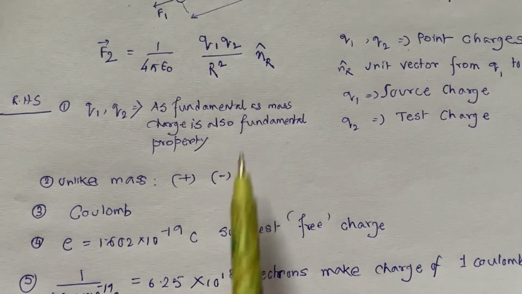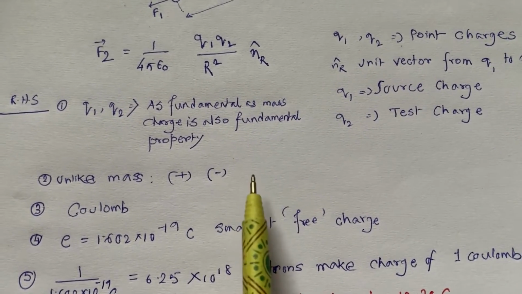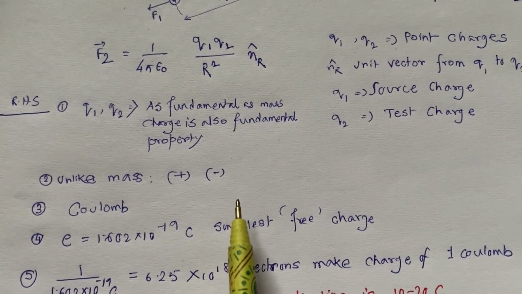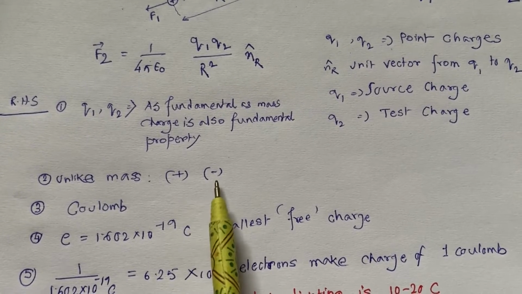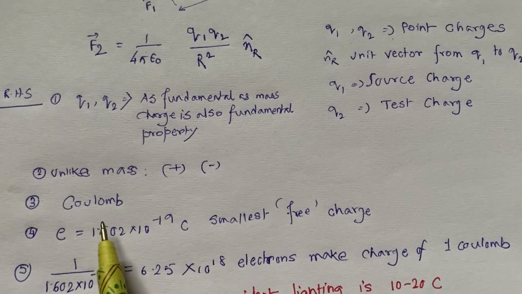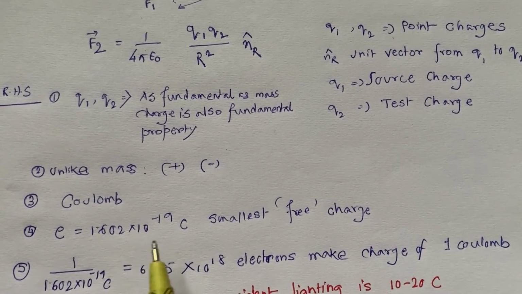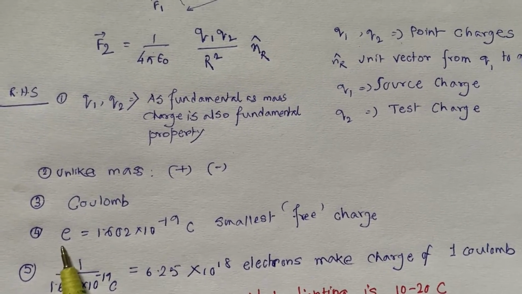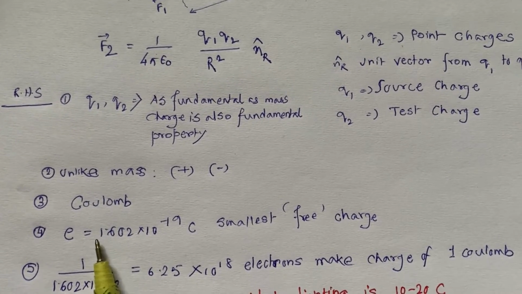Now from this law we knew what charges are, and it was said for the first time that charge is a fundamental property like mass. But mass is of one type, whereas charge is of two flavors. One is positive and the other is negative. The amount of charge in a particular charged object is measured in Coulomb. This is the experimentally measured value of electronic charge, and this is the smallest free charge available for measurement.